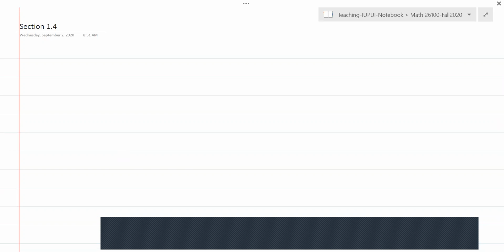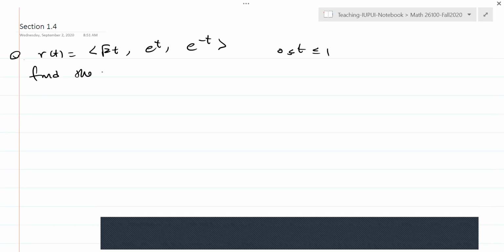Now, first of all, let me do one exercise from chapter 13.3. Okay. So this is a problem. It's maybe the homework problem. You already did it, and let me show you how to do it here. So it's going to be square root 2 t and e to the t, e to the negative t. I express it in this form, and t is between 0 and 1. Find the length of the curve.